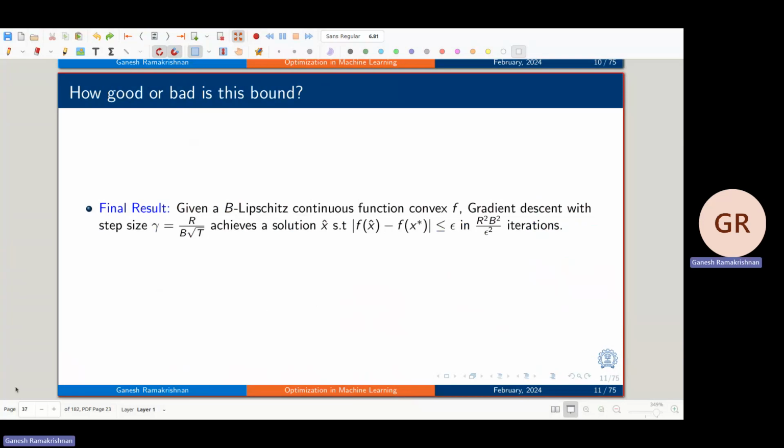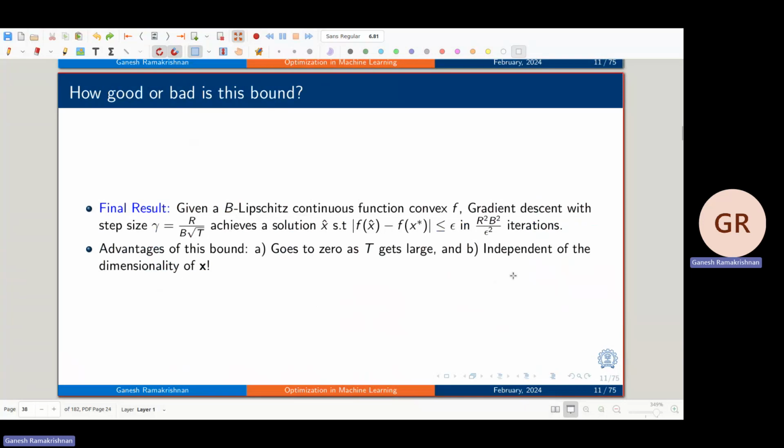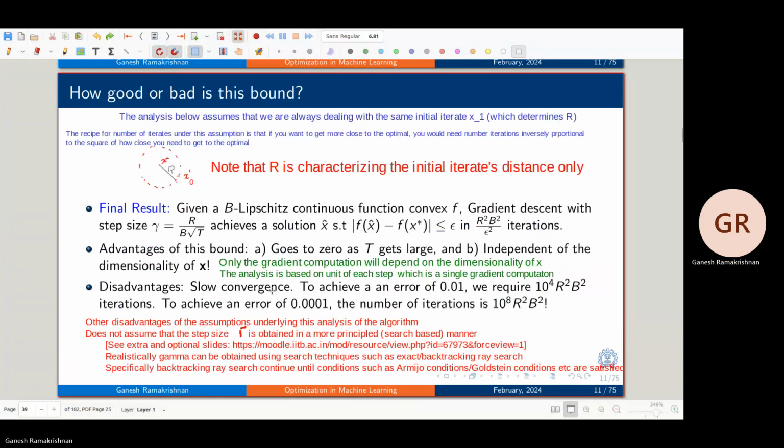So as expected, we are going to critique it. The advantage is it goes to zero as T gets large. We are happy about that. And it's independent of the dimensionality of x. X could be 100 dimensional, 1000 dimensional, it still is not going to affect. And the disadvantage is it's too slow.